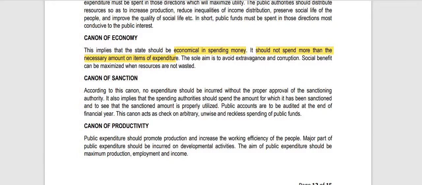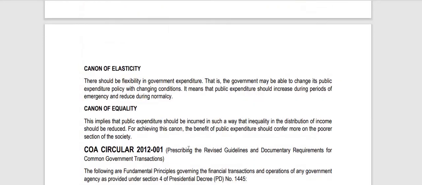Canon of sanction, it means that no expenditure should be incurred without the proper approval of the sanctioning authority. It means that public expenditure should be approved by the head of the agency. Canon of productivity is about the efficiency, the efficiency of the people. So once we expend money for a certain development activity, that would mean maximum production, employment, and income.